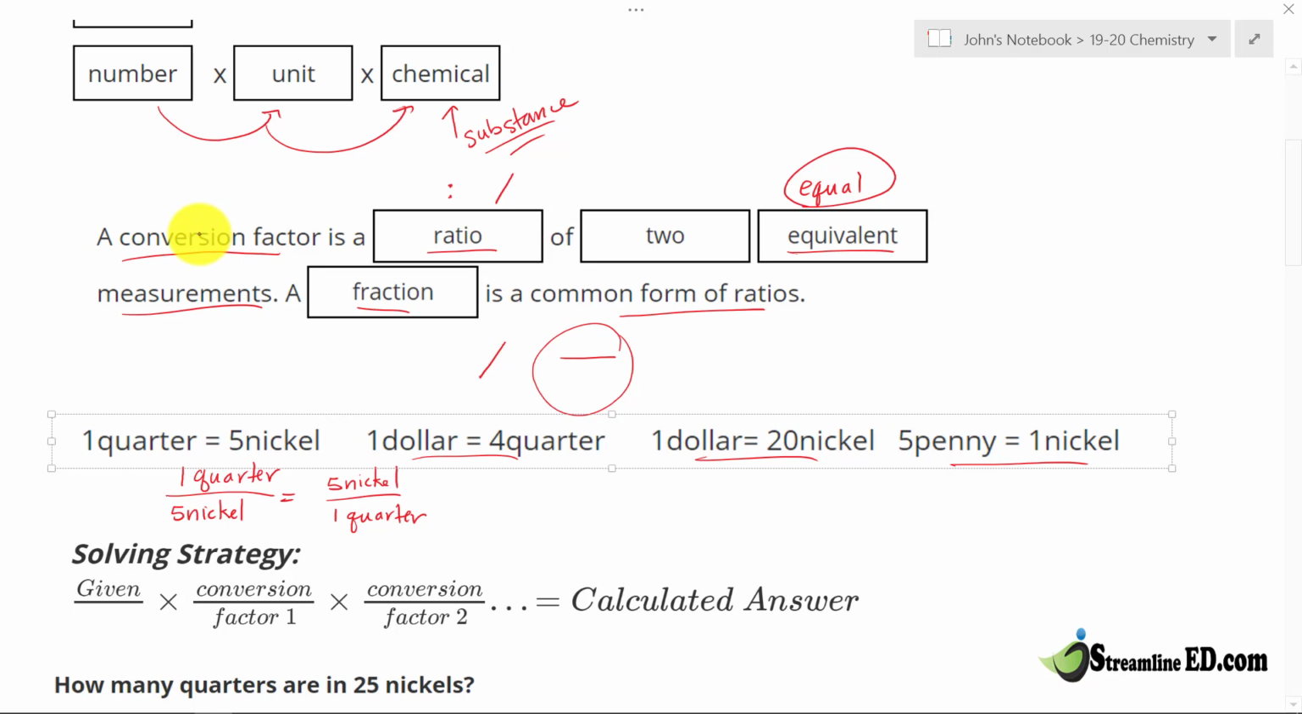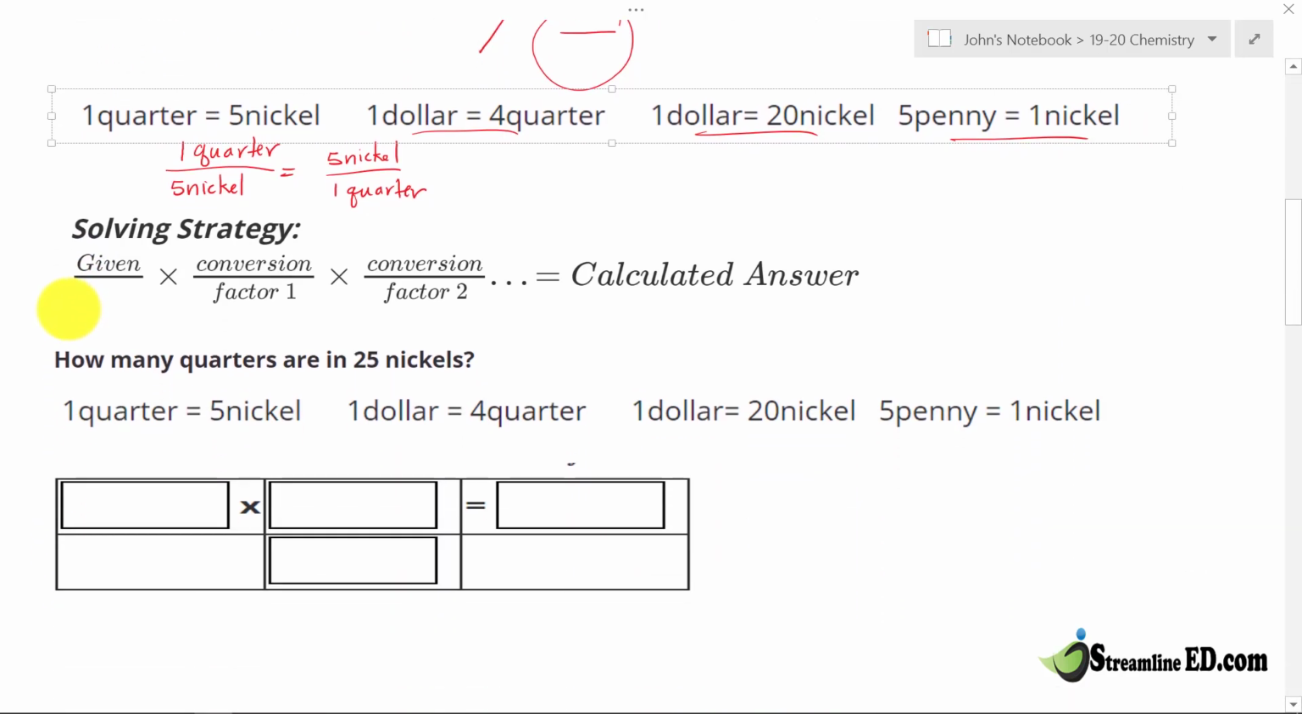So let's look at an example to see how this is actually solved in a chemical problem. Well, let's look at a very basic problem first that deals with money. How many quarters are in 25 nickels? So we are converting from what? From nickel to quarter. And the strategy is always the same. You take your given, which is your given clue. Think of this as the given number, your starting value. What are you starting from? You are starting from 25 nickels.